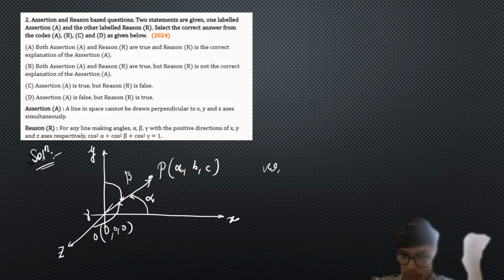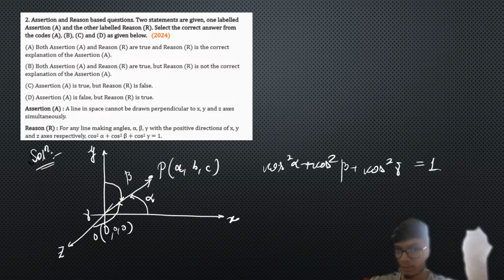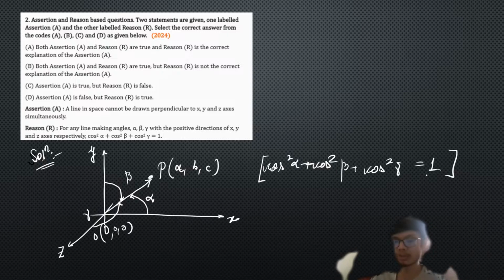From there, we obtained in the last class this very important relation. These are basically called direction cosines. We know that if we take the squares of these direction cosines and sum them up, it will give you 1. So we know this particular thing.